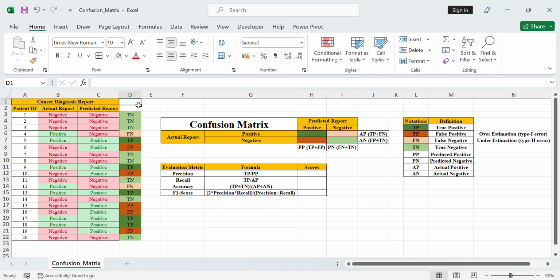Okay, so as the name says, confusion matrix. Yes, it is a matrix, but let me tell you, it is not at all confusing. We'll keep it as simple as possible. Okay, so let me walk you all through this.